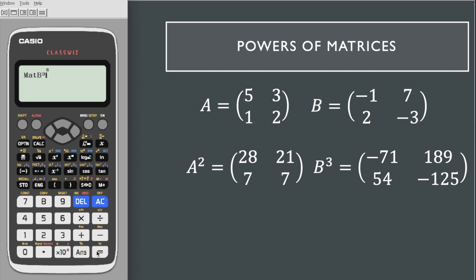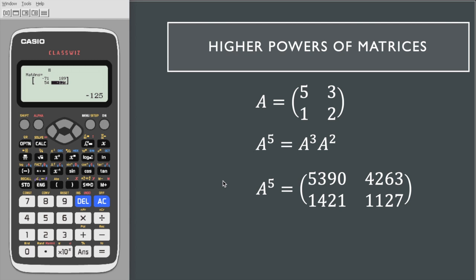third power. Press equals, and we end up with minus 71 for the first entry, which is correct, 189, which is what I've got there, 54, and minus 125 for the last entry. So that is correct. So now we're going to look at higher powers of matrices.